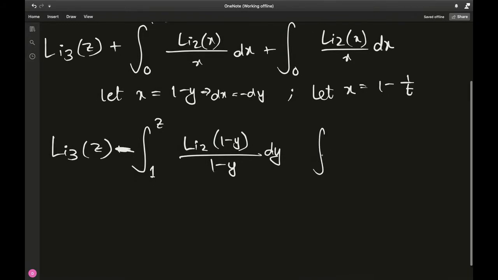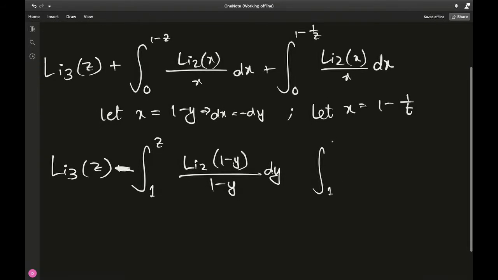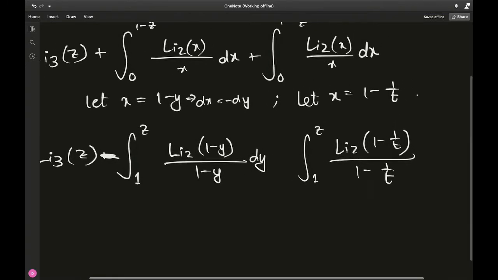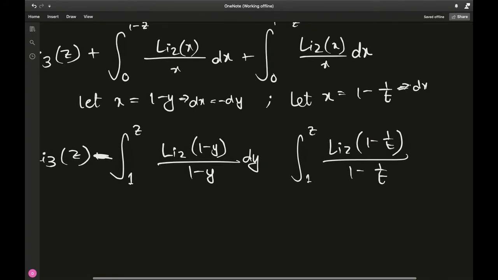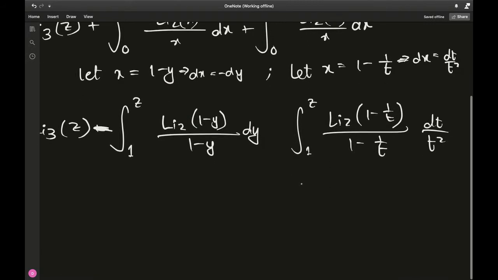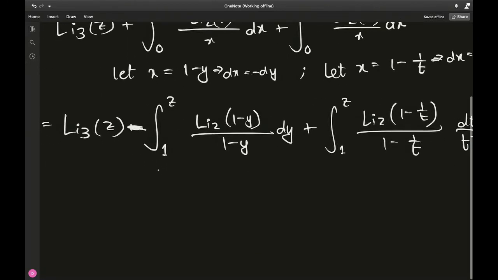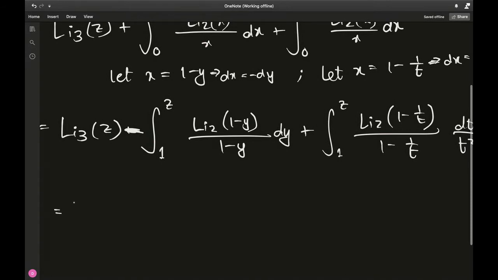So because of that we have now integral from 1 to z dilogarithm of 1 minus 1 over t divided by 1 minus 1 over t, but then dx this time is dt over t squared. So dt over t squared like that, and we'll have a positive because that was originally there. And now what we're going to do is actually simplify some things.